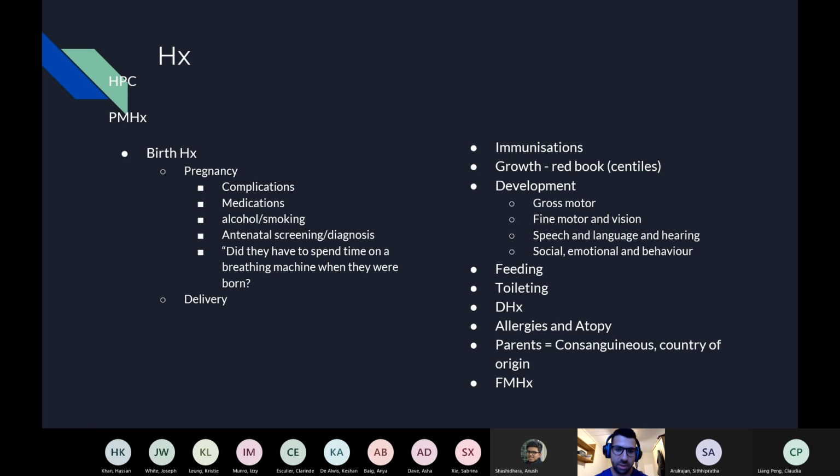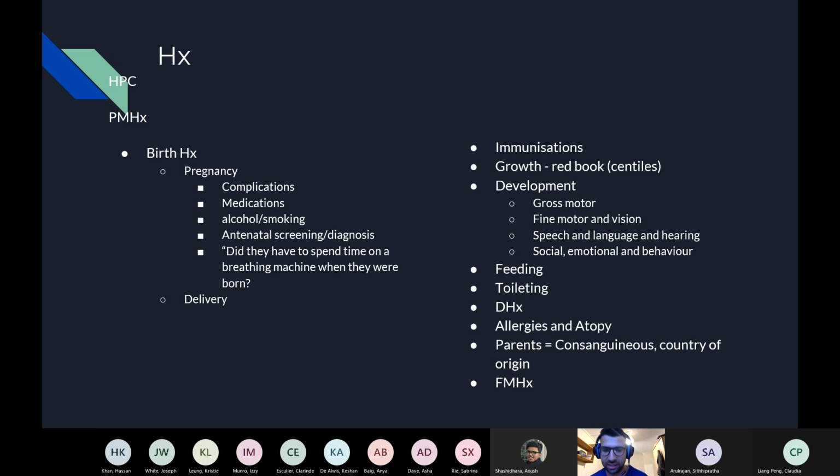Then you want to know about development. Obviously, this takes a while to do, but that's for another time. You break development down into four main structures. You ask about gross motor, which is basically how their movements are; fine motor and vision, such as very specific movements, seeing and hearing; then speech and language; and social emotional behavior. We'll go through that another time, but it lets you know how they're developing and whether anything is causing them to develop more slowly.